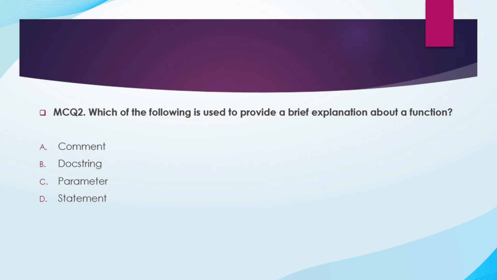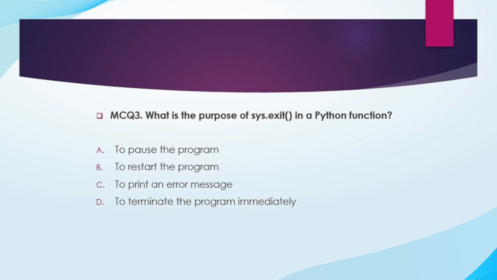Here is the next question. Which of the following is used to provide a brief explanation about a function? Take a moment to think about your answer. The correct answer is option B, docstring. Here is the next question. What is the purpose of sys.exit in a Python function? Take a moment to think about your answer. The correct answer is option D, to terminate the program immediately.